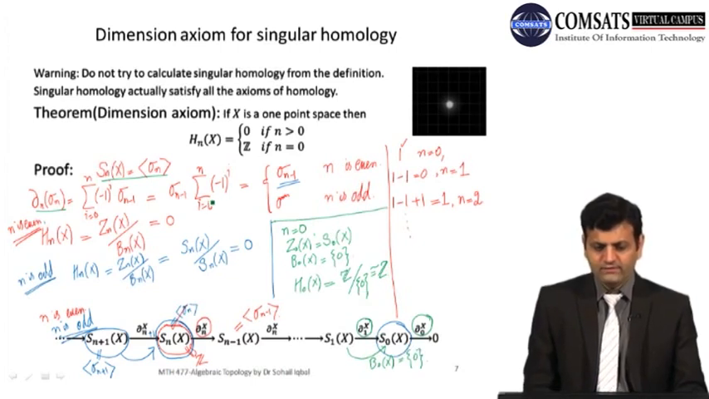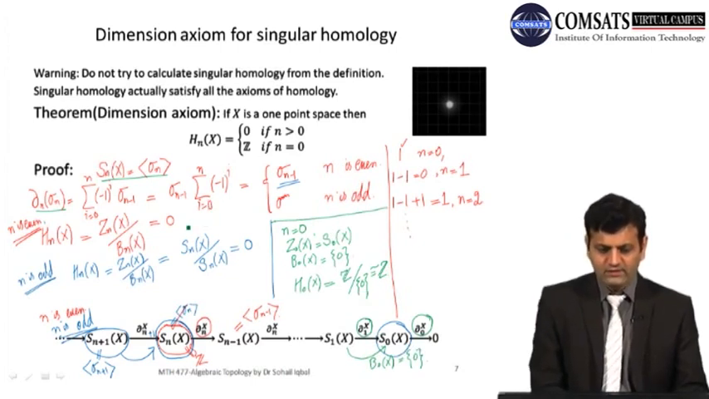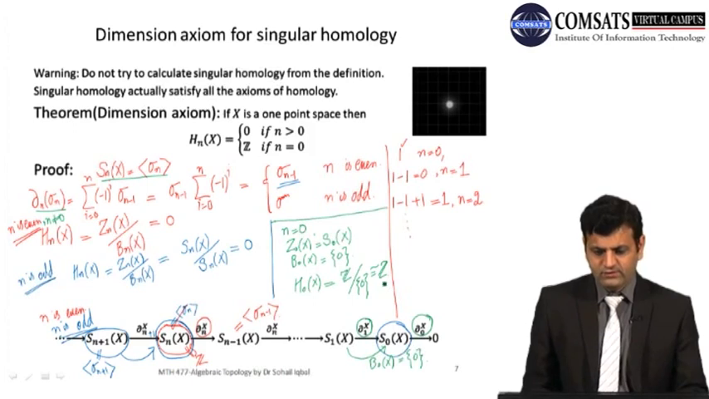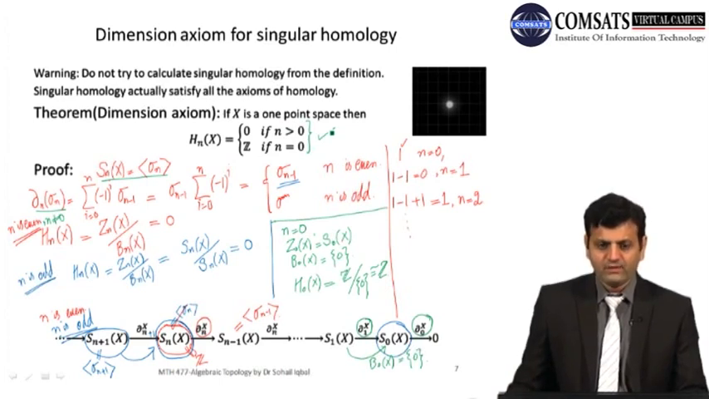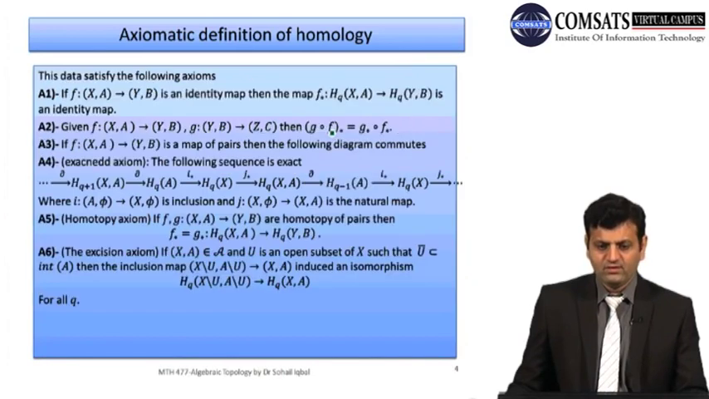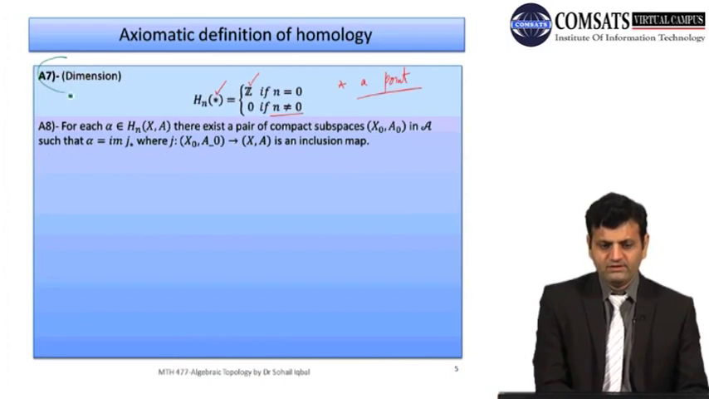Okay, so we have proved these three cases. When n is even, and of course in this case we assumed that n is not equal to 0, then we have 0. When n is odd, then we have 0. And in the case when n is 0, then it is isomorphic to Z. So that's what we wanted to prove, and that is exactly the dimension axiom. So we have proved the dimension axiom for singular homology. In other words, in the axiomatic definition of homology, singular homology satisfies axiom number 7.